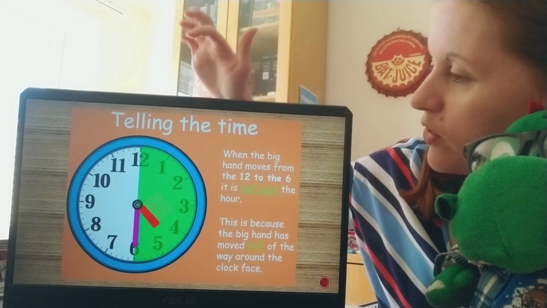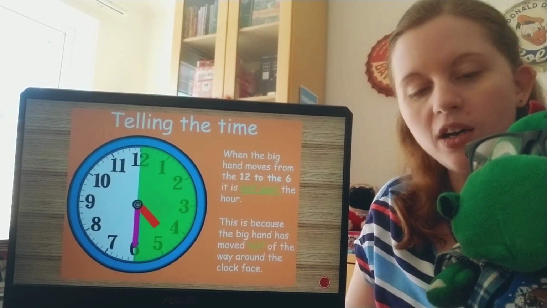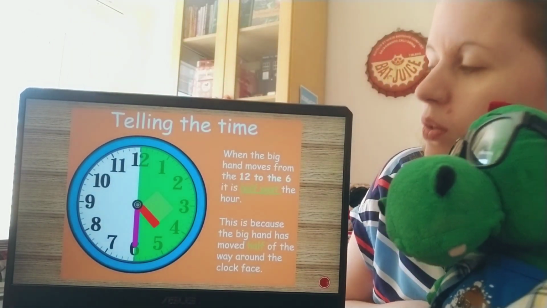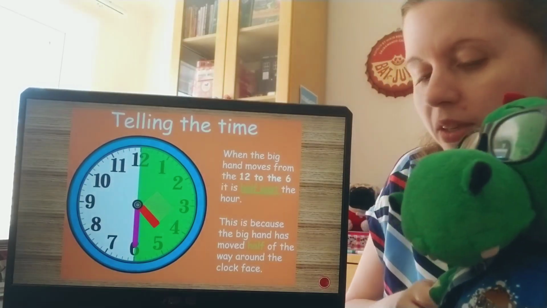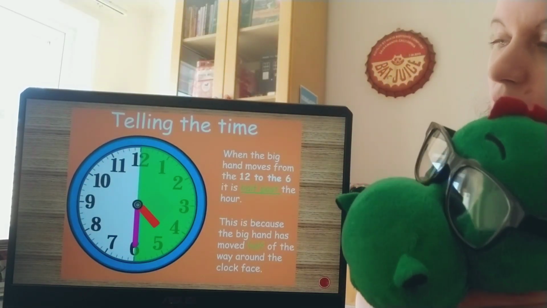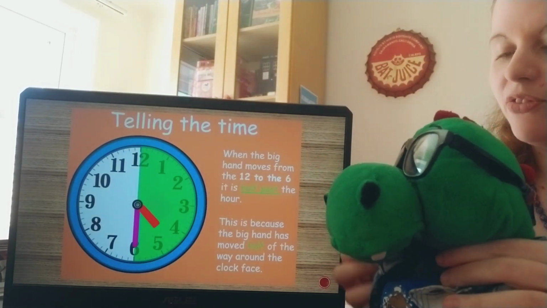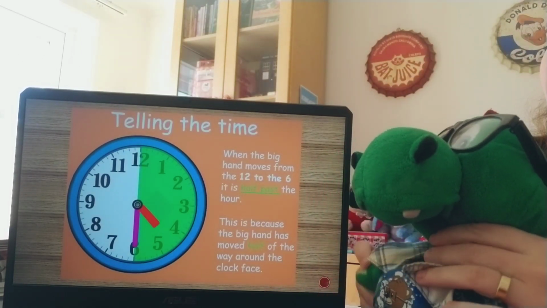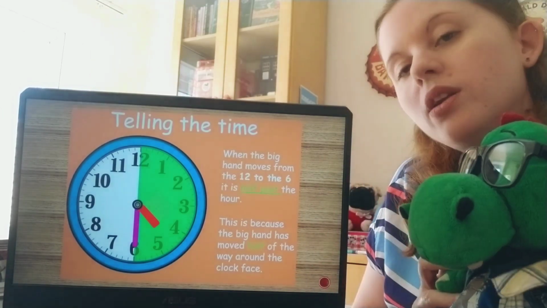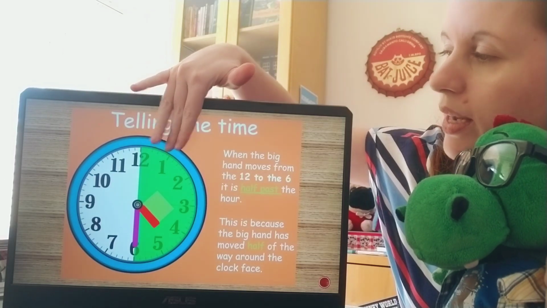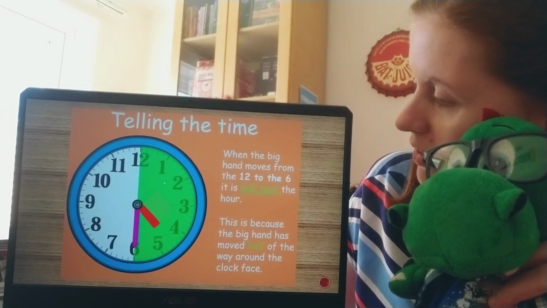When the big hand moves from the 12 all the way down to the 6, it is half past the hour. What do you notice about the way the clock is shaded now that it's half past? What do you notice, Puffles? Ooh, half the clock is shaded, like you've cut it in half. And a half we write 1 over 2 because 1 part out of 2 parts is shaded. So this is half past.